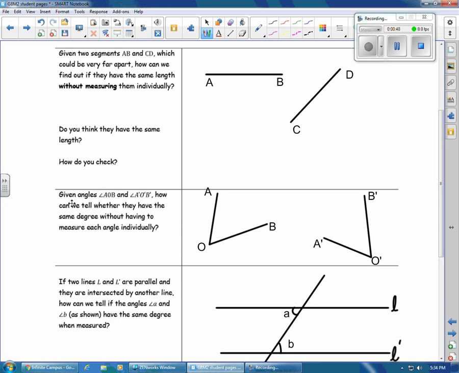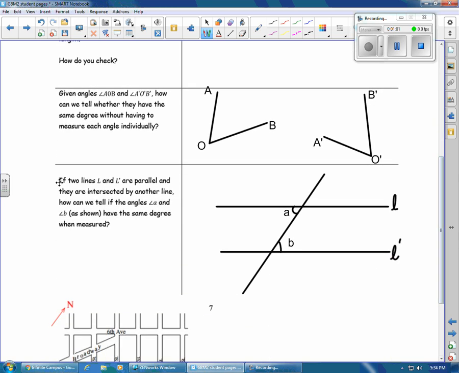And then the second part says, given angles AOB and A prime, O prime, B prime, how can we tell whether they have the same degree without measuring each angle individually? And then finally, if two lines, line L and L prime, are parallel and they are intersected by another line, how can we tell if the angles A and B, as shown, have the same degree when measured?